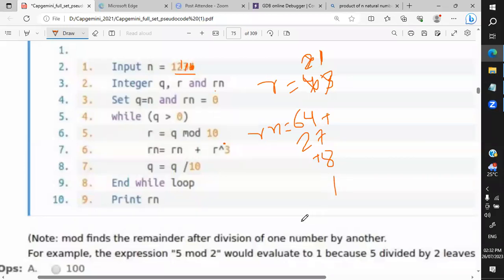So if you add all these values, what do you get? 100. Right? Add all the values, you will get 100. Now Q equal to Q by 10. Q will become 0. As it is 0, 0 greater than 0 is false.